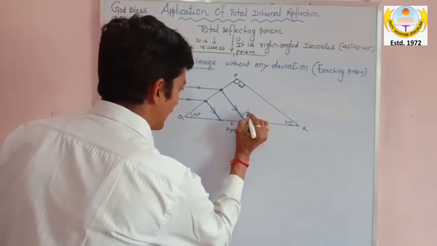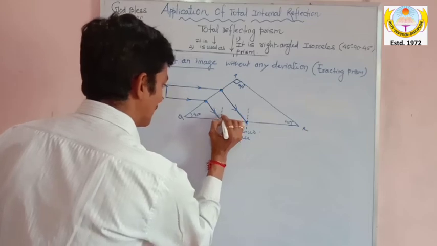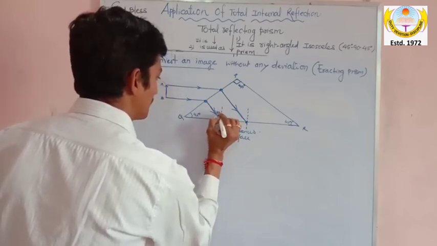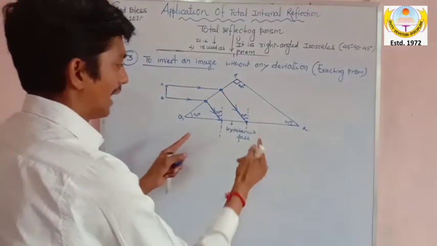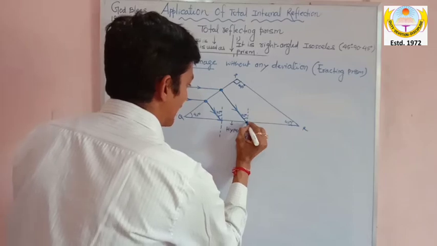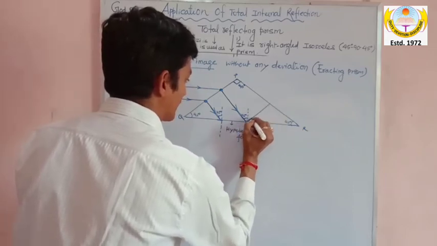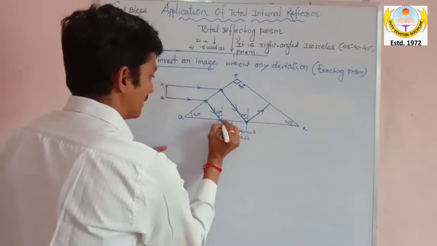and as soon as it falls on the hypotenuse face, my dear, again I can draw here. This is the normal and here this is the normal. Here it is making an angle of 45 degrees, and now total internal reflection takes place here. This is TIR. This ray will be reflected here.